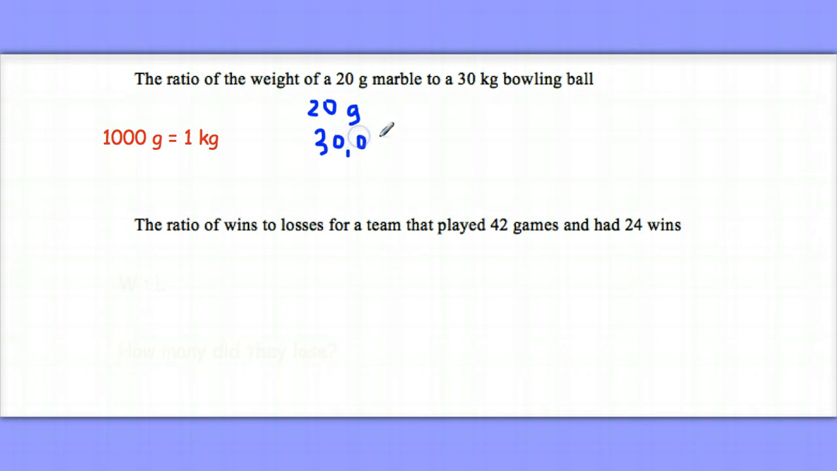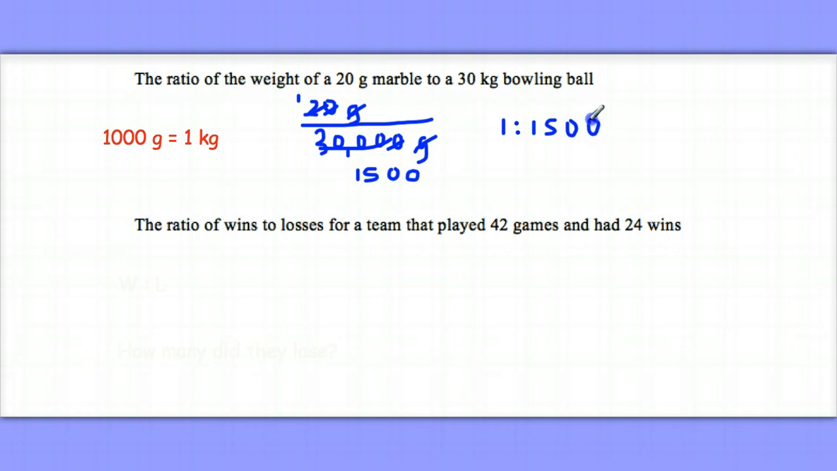And now that I've changed these both to the same units, I can compare them. So I'll cancel our units, and 20 over 30,000. Can divide both the numerator and denominator by 10, divide both the numerator and denominator by 2, we end up with 1 over 1,500. So a bowling ball is 1,500 times heavier than a marble. And notice we have no units here. The ratio is just 1 to 1,500.